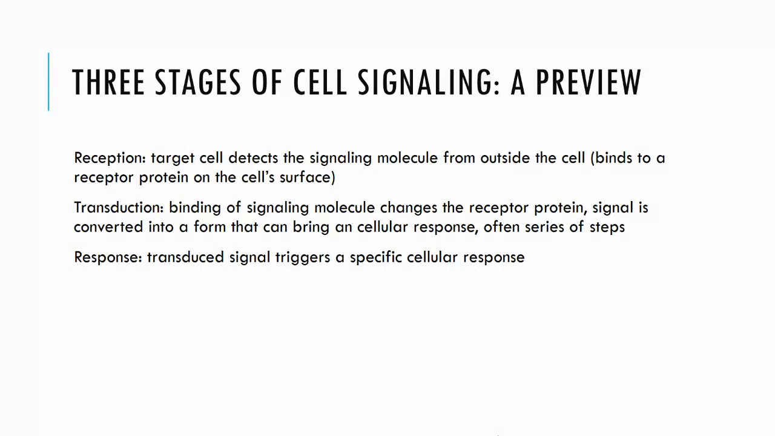As a preview, because we're getting into some complicated things, there are three steps to cell signaling. The first part is called reception, where the target cell detects the signaling molecule from outside the cell. Then we have transduction, where the binding of the signaling molecule changes the receptor protein, and the signal is converted into a form that can bring about a cellular response, which is usually a series of steps, as we will see. And then the response, where the signal triggers a specific cellular response.